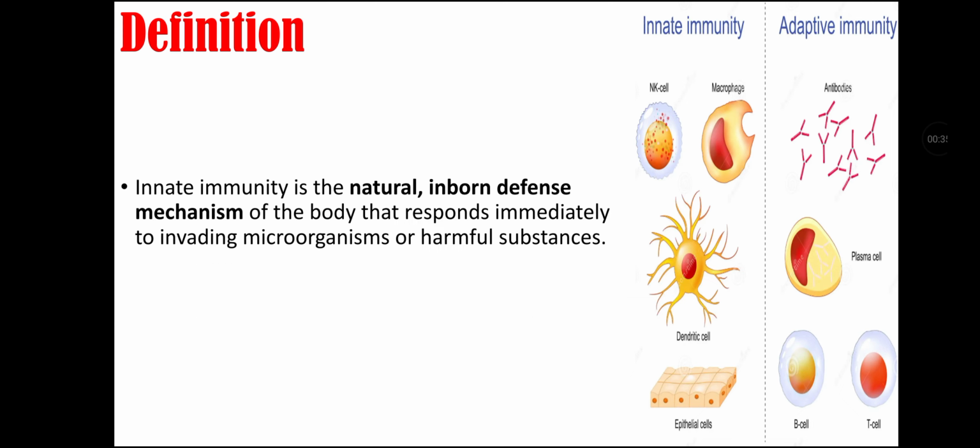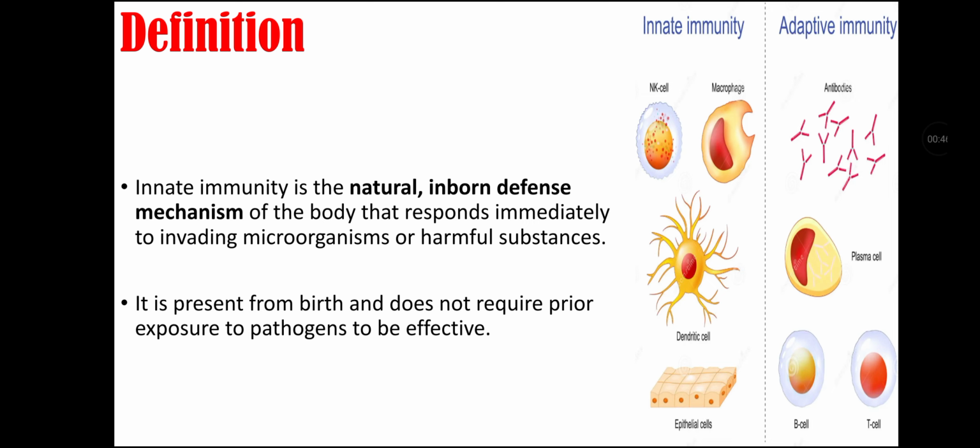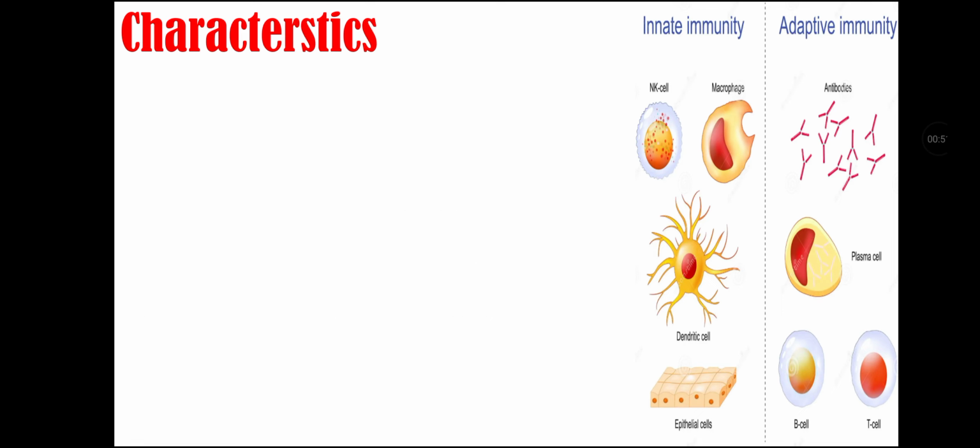Definition: innate immunity is natural inborn defense mechanism of the body that responds immediately to invading microorganisms or harmful substances. It is present from birth and does not require prior exposure to pathogens to be effective.